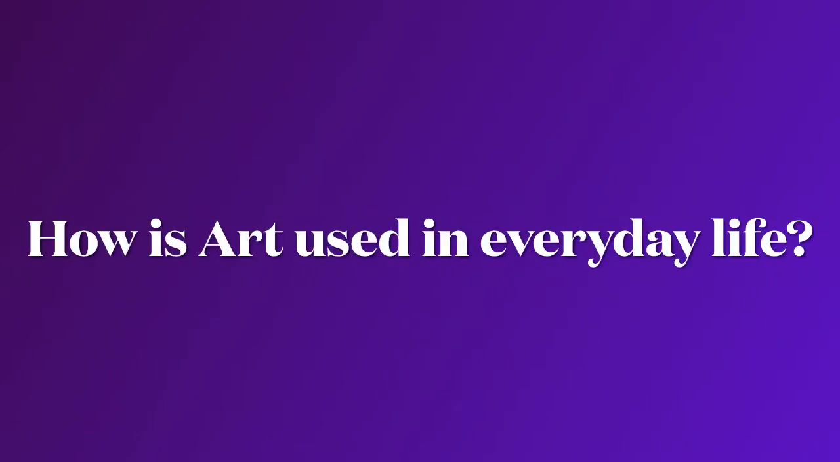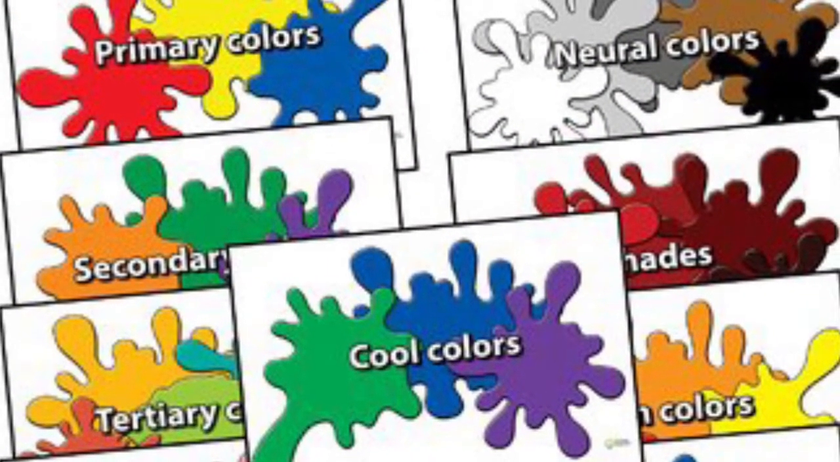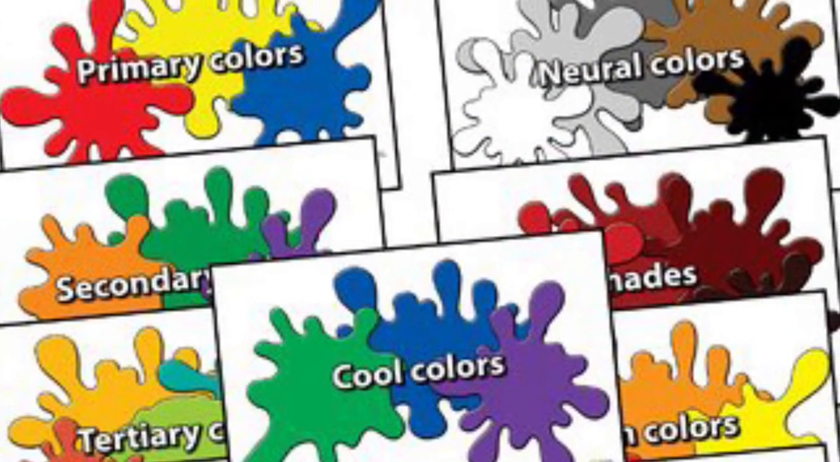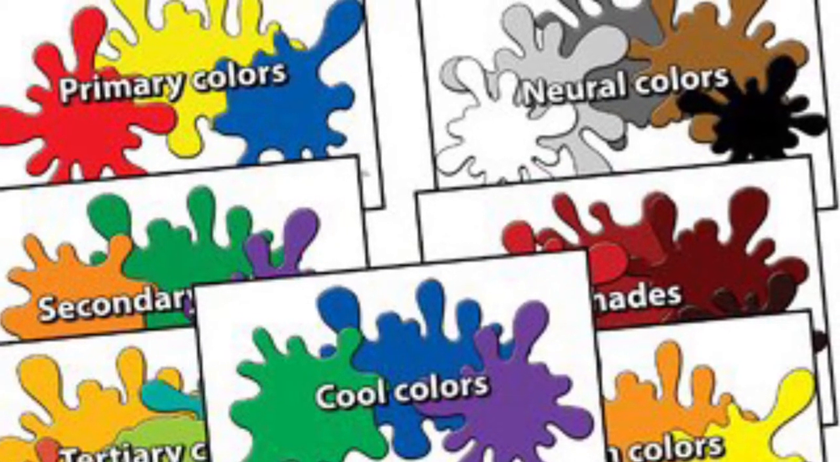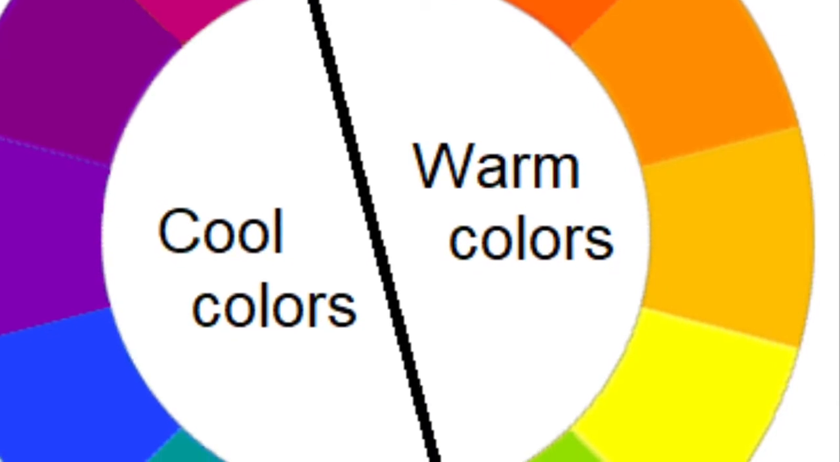Hi, first grade. Today's question is, how is art used in everyday life? There are many different color families. The primary colors are red, yellow, and blue. The secondary colors are orange, green, and purple. We've also learned about warm and cool colors.